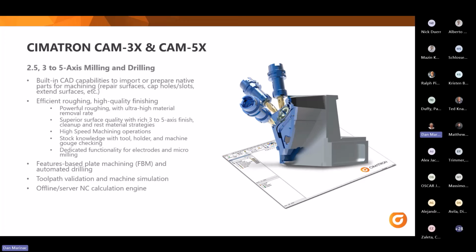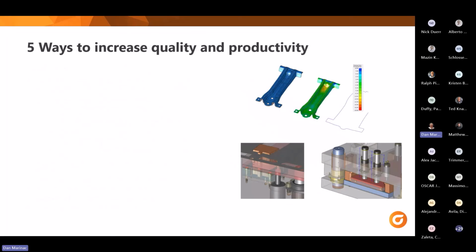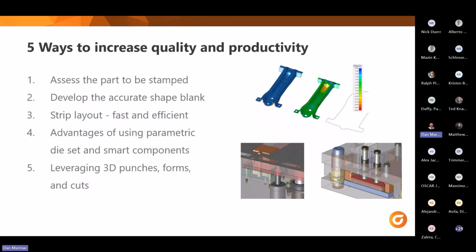Cimatron also offers offline and server NC calculation engines if you want to offload the computational tasks. Automated and customized reports, direct dedicated post-processors. So today we're going to be reviewing 5 ways to increase quality and productivity. We'll start by assessing the part to be stamped, develop the accurate blank shape. We'll get into strip layout in a fast and efficient process. The advantages of using parametric die set and smart components, and leveraging 3D punches, forms, and cuts.